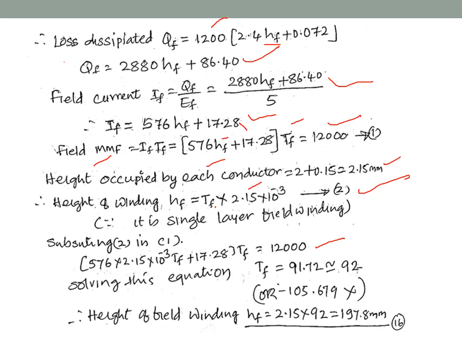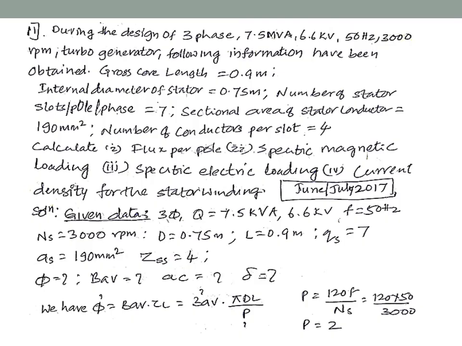So after solving this equation in terms of TF, TF will get 92. This is a quadratic equation. One will get 92, another value is this. This is minus, so it is neglected. Finally, HF is equal to 2.1 times TF, 197.8 mm. Okay, this is how to find out the height of the field winding.